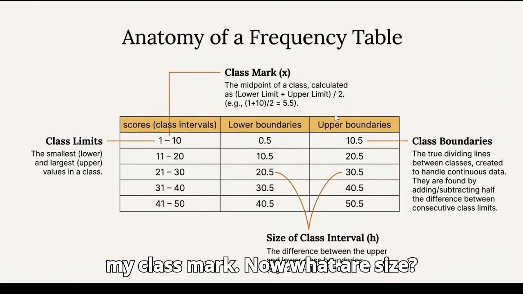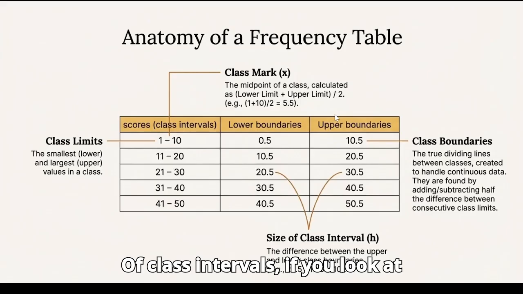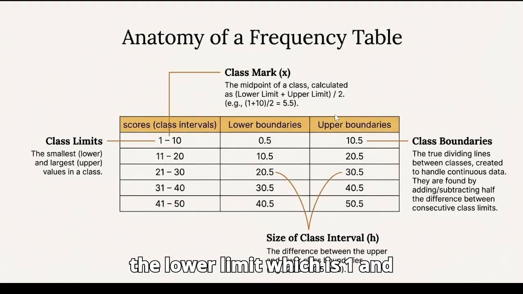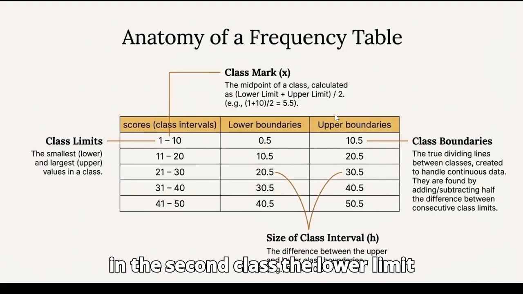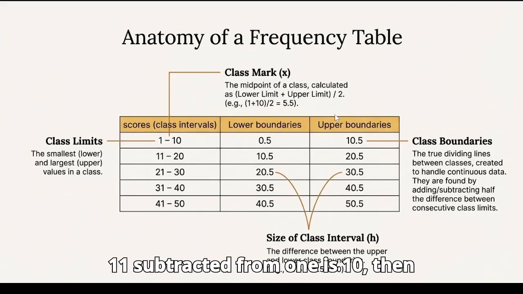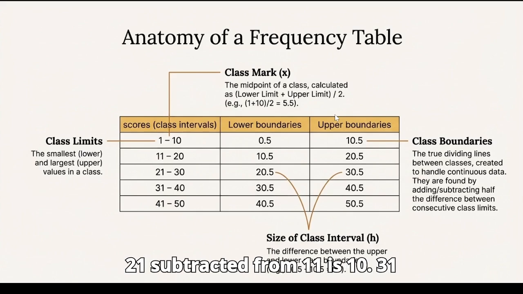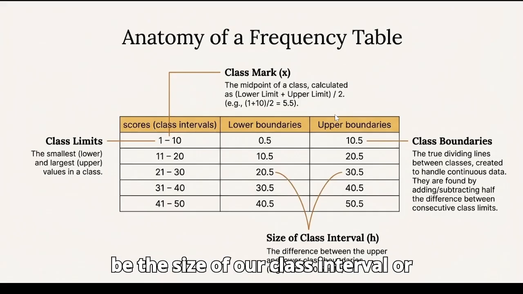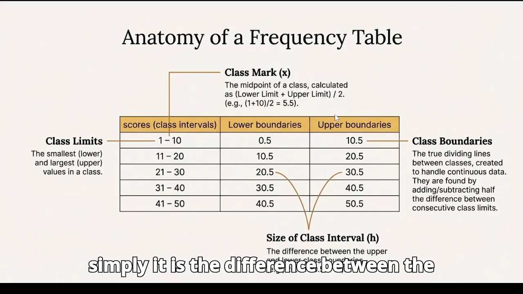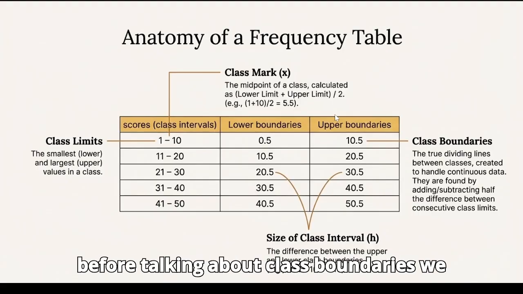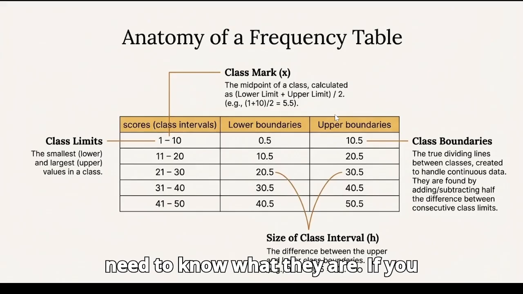Now, what is the size of class intervals? If you look at the first class, which is the scores, the lower limit is 1, and in the second class, the lower limit is 11. You will notice that 11 minus 1 is 10. Then 21 minus 11 is 10. 31 minus 21 is 10. So this will be the size of our class interval. Or simply, it is the difference between the upper and lower class boundaries. But before talking about class boundaries, we need to know what they are.